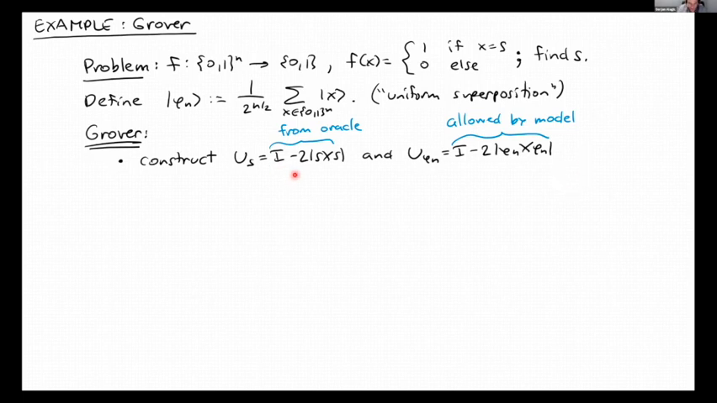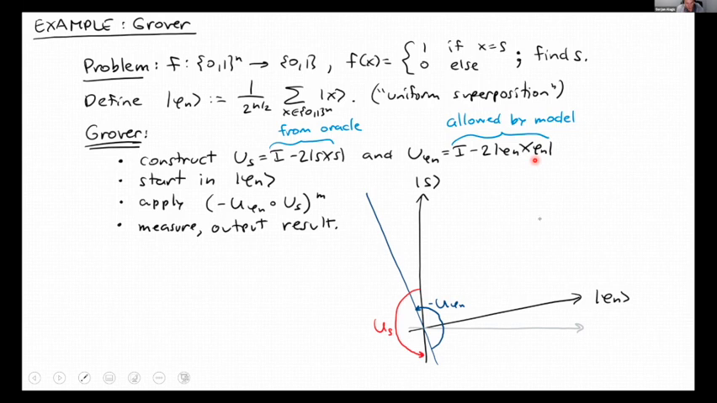So we're going to use two unitary operators. We're going to use, I'll call it U_s now, but you'll recognize this as V_F. And remember, we can get this operator from the oracle. And then I'm going to use this reflection across the uniform superposition state, which you can also write down with an efficient circuit, but maybe don't worry about that right now. Just recognize that it's some fixed unitary operator, and so it's allowed by our model if we ignore time complexity.